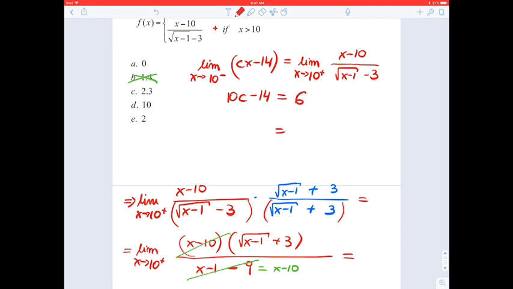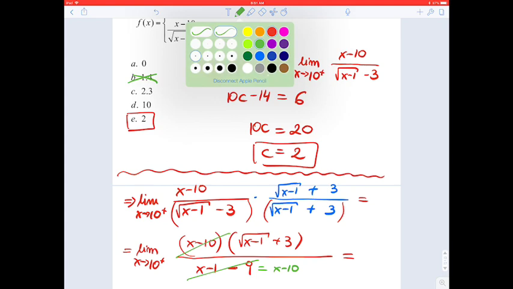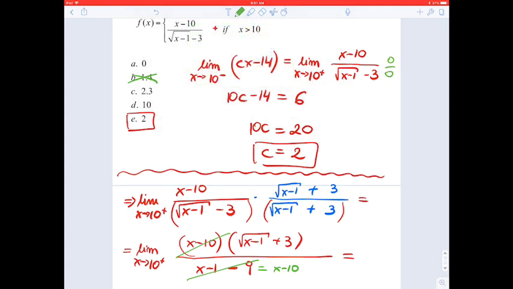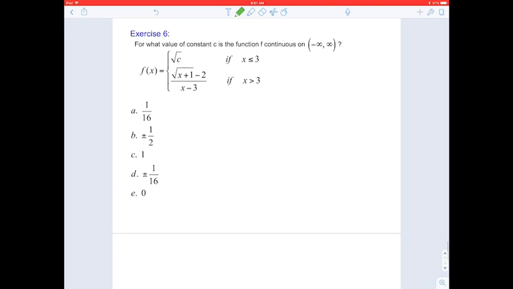And then I can solve for c. Adding 14 and dividing by 10, the value is actually 2. Okay, that means please remember, do not assume that the direct substitution 0 over 0 is the answer, because that's always the main confusion. Okay, and I do have one more, really similar, almost the same.